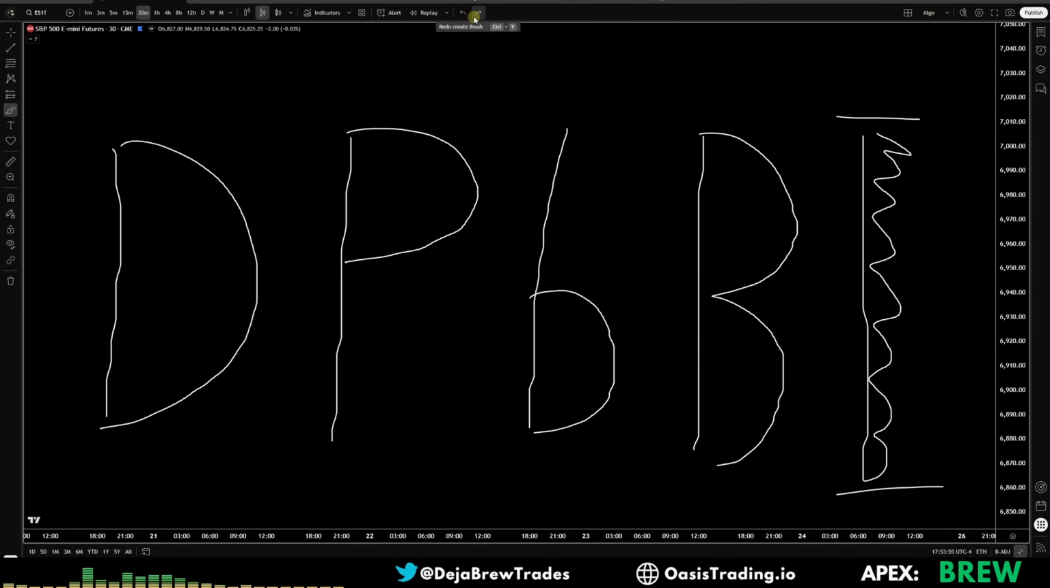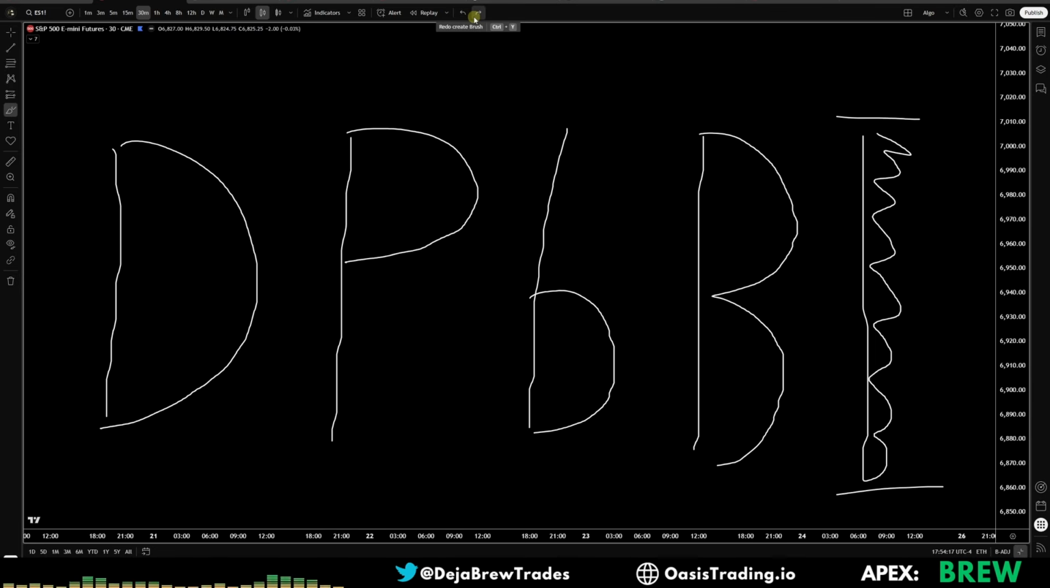Now, typically this LVN will almost always consist of single prints, which we'll get into what those are here in a little bit. But they don't have to be single prints. They could be just a normal LVN, where they are trading volume, but it's just very low volume compared to the two very large nodes.